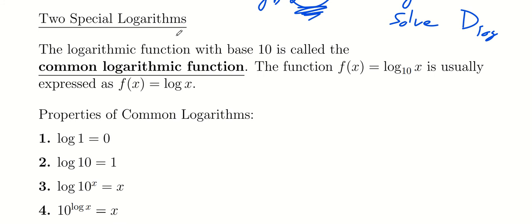When working with logs, it turns out that we don't really need to use a log of every single base if we just know the values for one special log. And in general, there's two special logs that commonly get used. The first one is log base 10, simply because our number system is base 10. So if we have log base 10 of x, usually we will use the shorthand log of x. This is referred to and called the common log.